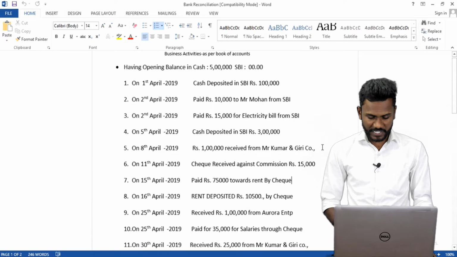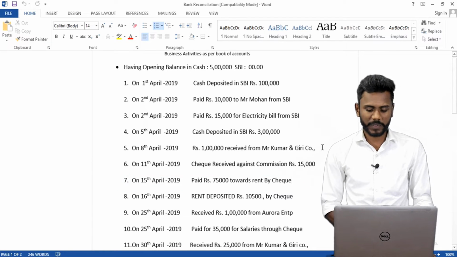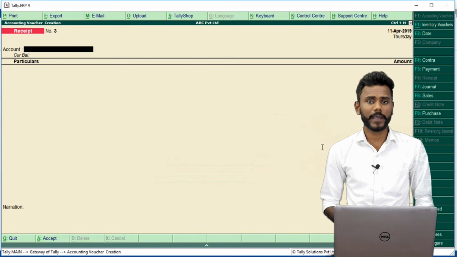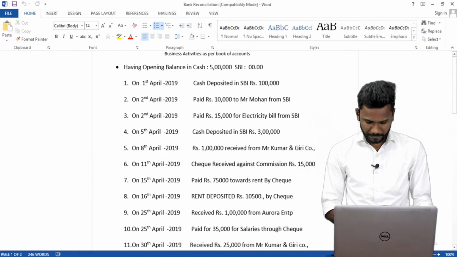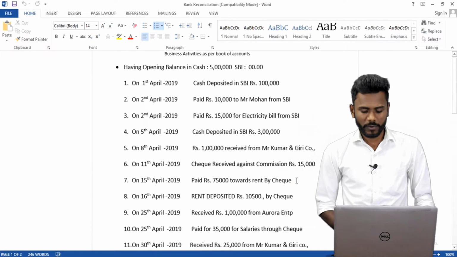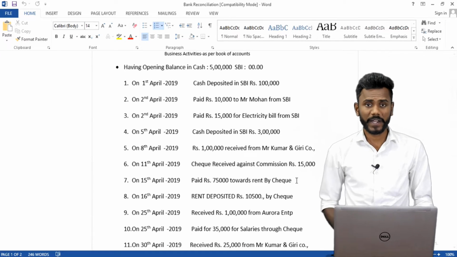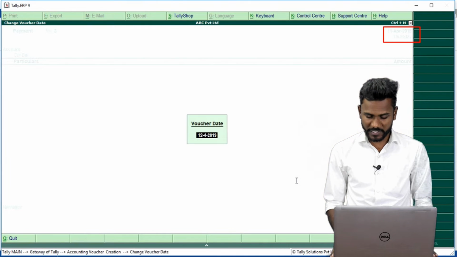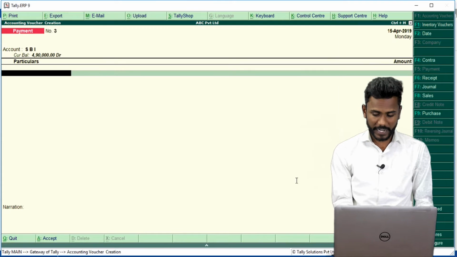And next transaction is that on 15th of April paid rupees 75,000 towards rent by check. So just go back to the payment voucher. On 15th of April press F2 and change the date as 15th of April. 15th of April paid for rent.